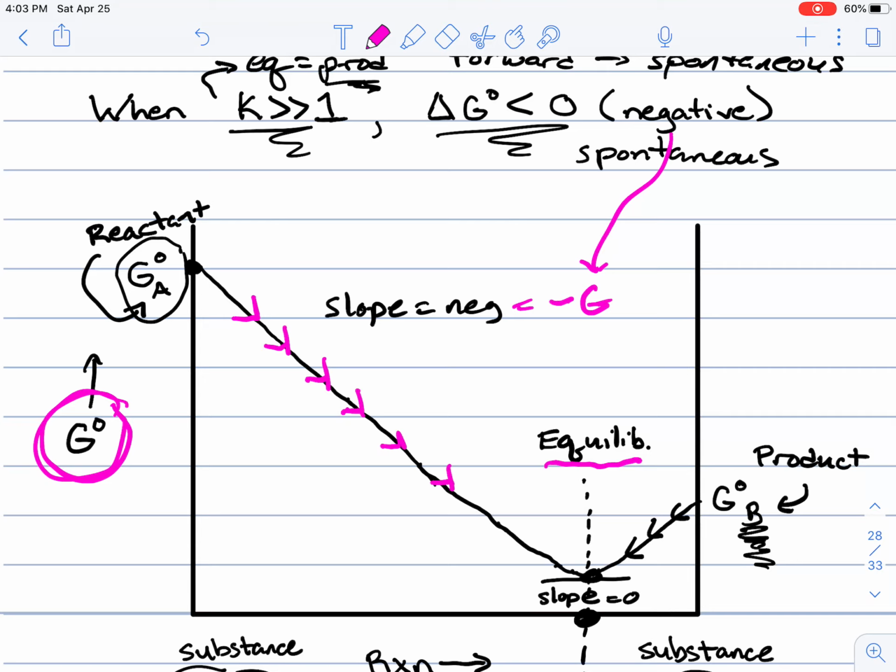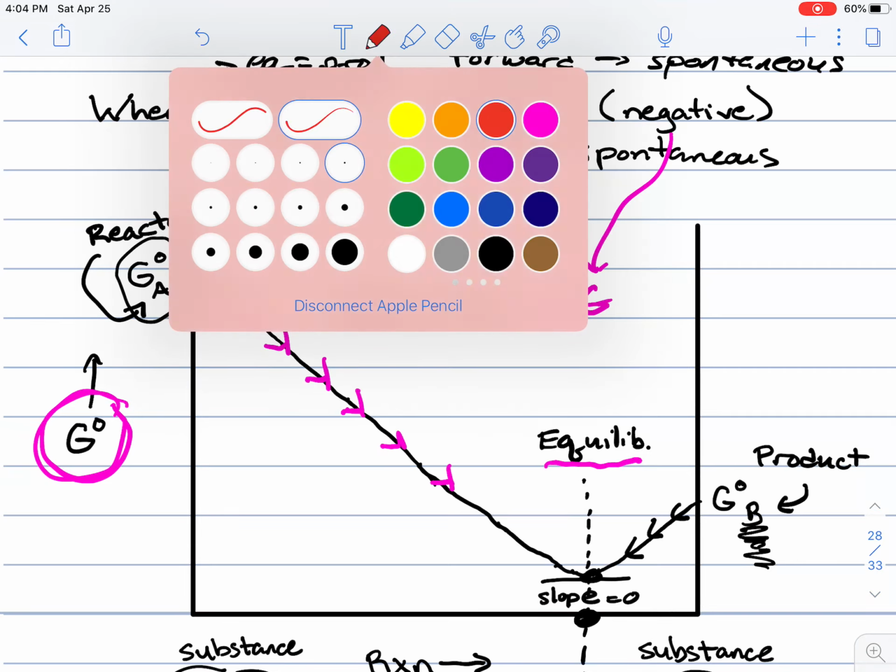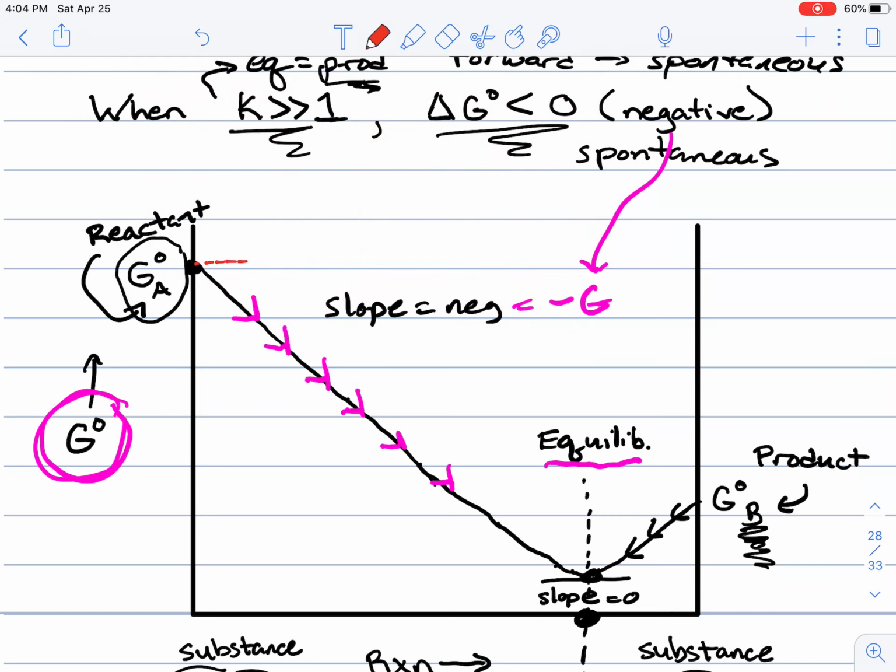Now, another thing that we can do is calculate the change in Gibbs free energy by looking at where the free energy of the reactants lies, and we can go ahead and look at where the free energy of the products lies. Okay. And so the difference between these two is going to give us the change in Gibbs free energy.